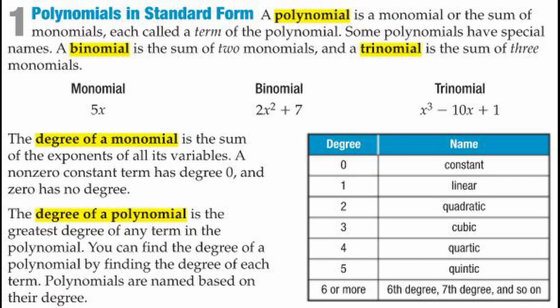So I'm going to skip this next paragraph where it says degree of a monomial and go down to degree of a polynomial. The degree of a polynomial is the greatest degree of any term in the polynomial. You can find the degree of a polynomial by finding the degree of each term. Polynomials are named based on their degree. So if you look at the monomial, the highest power is 1, so that's a first degree term. Binomial, the highest power is second power on the 2x squared, so that's a second degree polynomial. And then trinomial, there's a first degree and a third degree in here, but we're going to call it third degree because 3 is bigger than 1, so that's third degree.